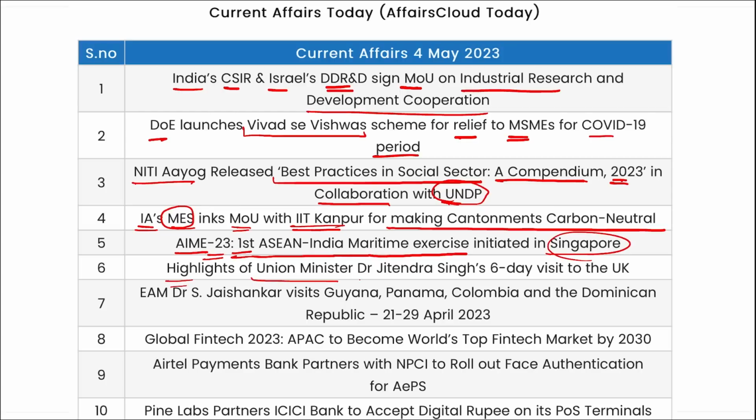Highlights of the Union Minister Dr. Jitendra Singh's 6-day visit to UK. You can read it directly. Then the External Affairs Minister also visited Guyana, Panama, Colombia, and Dominican Republic.